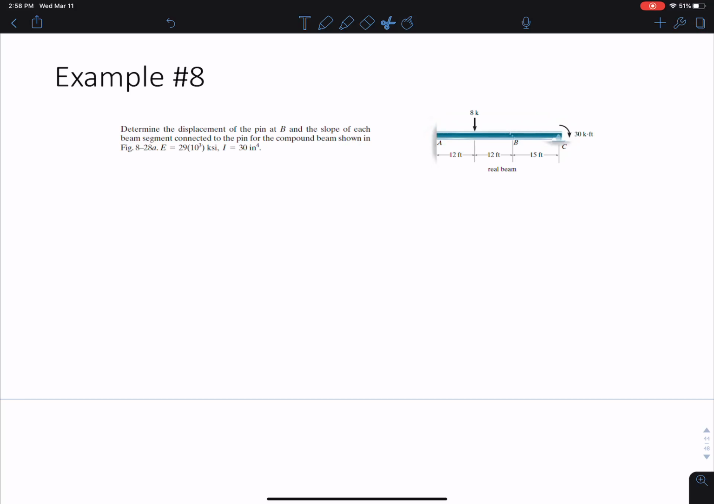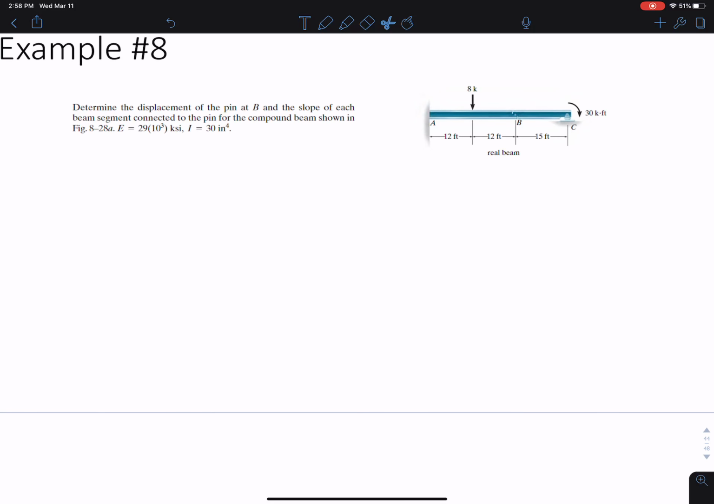So I'm going to solve the in-class example from Tuesday. We have a beam here, and we're going to use the conjugate beam method to solve for the displacement of the pin at B and also the slope of each beam segment connected to the pin. Okay, so the first thing we want to do here is let's use the method of superposition. Okay, so I'm going to write that down here.